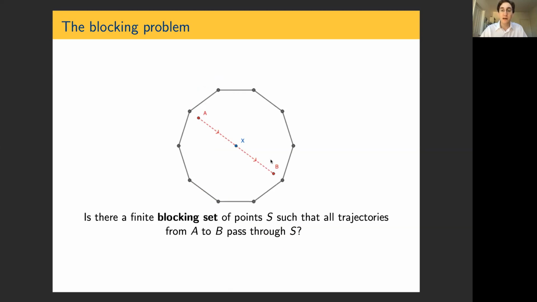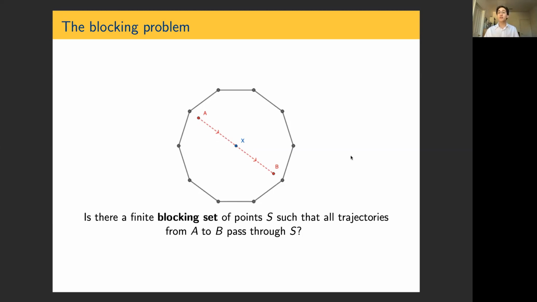In the example I've drawn here, for these points A and B, we see that the straight line from A to B passes through the center of the polygon labeled X. This point X will block this particular trajectory. However, it's not clear whether A and B are finitely blocked, because there could be other, more complicated trajectories that bounce around the walls of the polygon and eventually make their way to B. And we don't know whether we can block these with only a finite set of points.